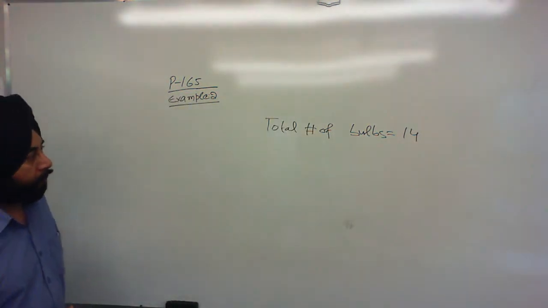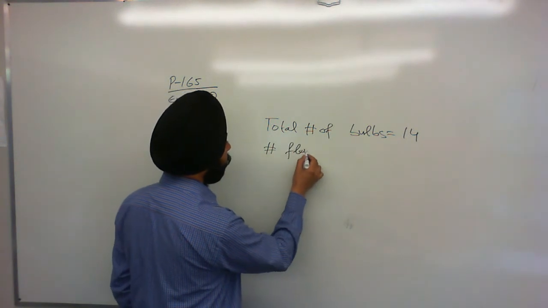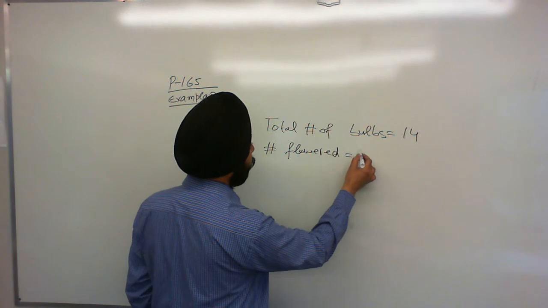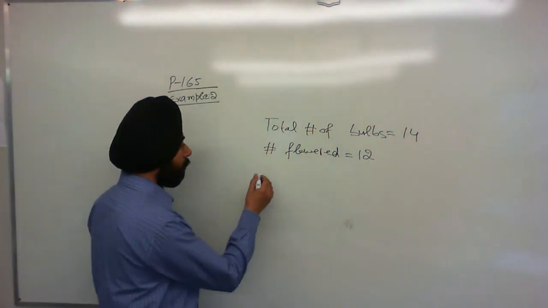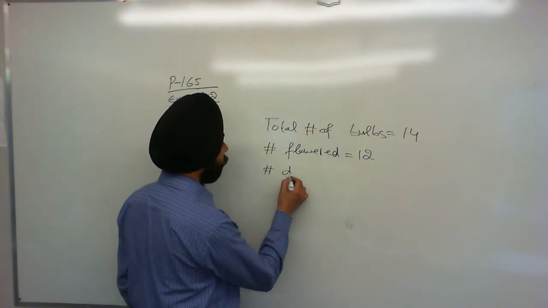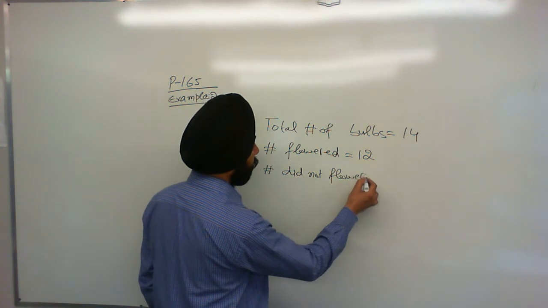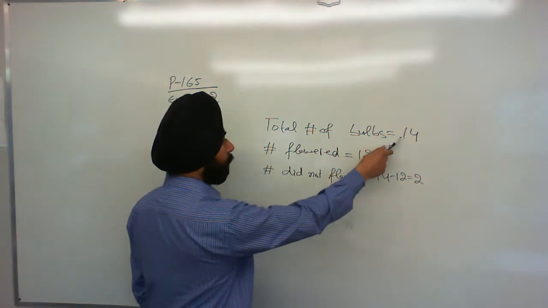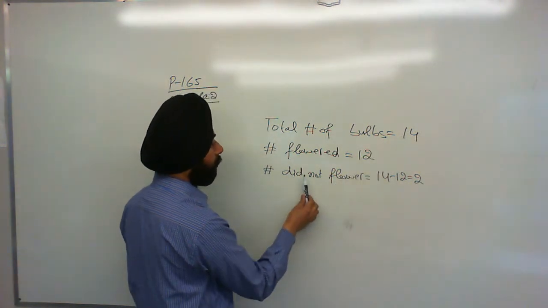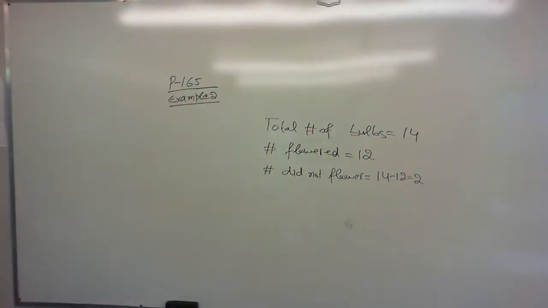And how many of them flowered? Number flowered? 12. That means how many did not flower? That is 14 minus 12. That's 2. Out of total 14, 12 of them flowered and 2 did not flower. Right? Now read the question A.